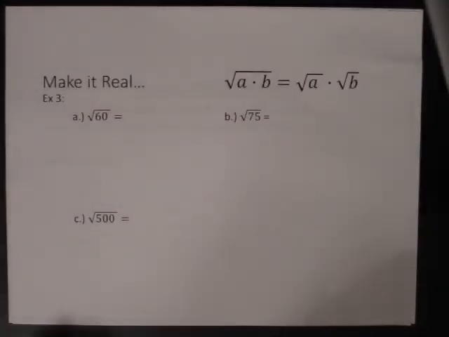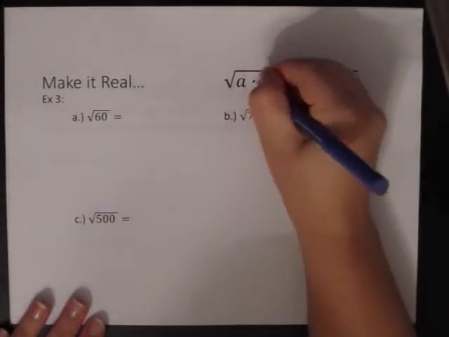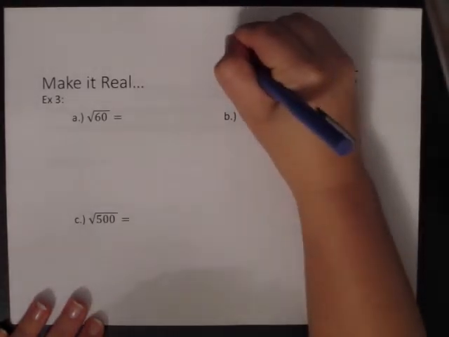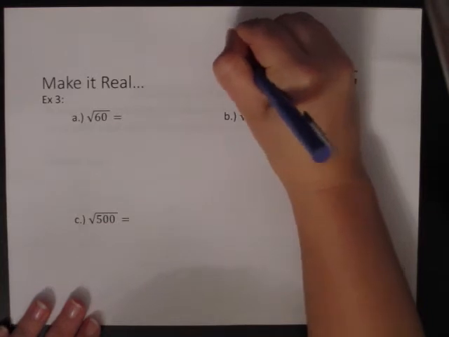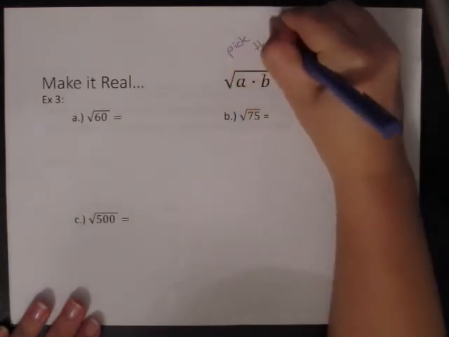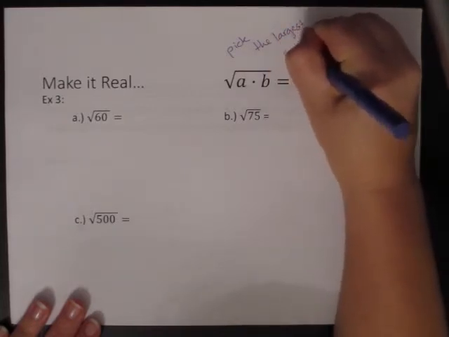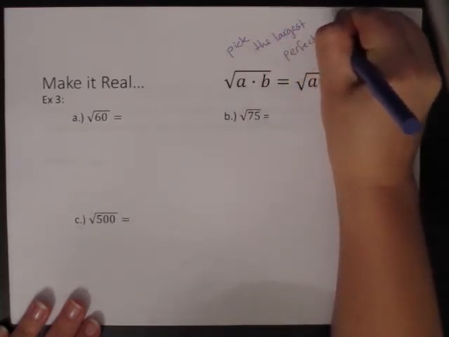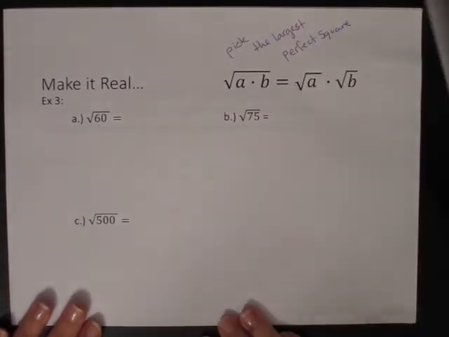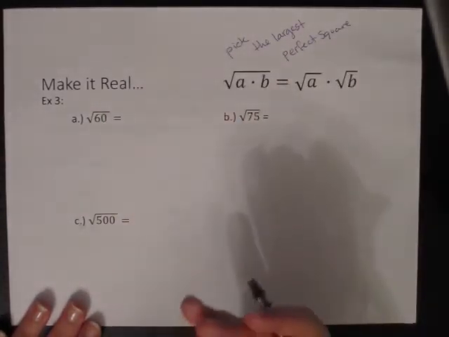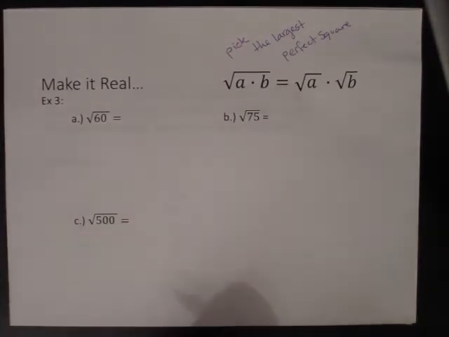So to make it real, we're going to use the square root of a times b equals the square root of a times the square root of b. And you always want to pick the largest perfect square. So if I look at the square root of 60, it's not a perfect square, which is a-okay.